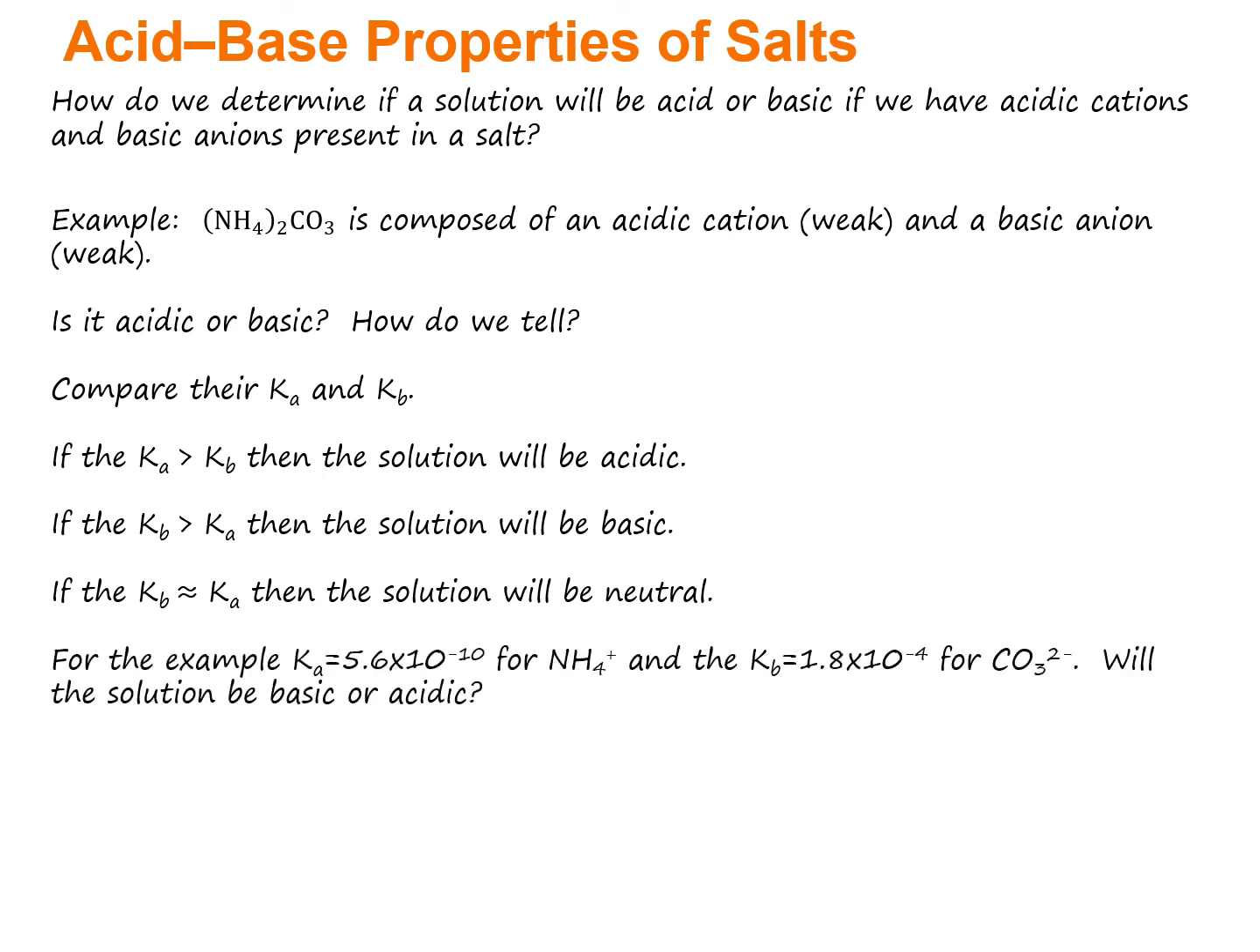So if we look at our example here, we have a Ka of 5.6 times 10 to the minus 10 for ammonium, and we have a Kb for carbonate that is 1.8 times 10 to the minus 4. And so what do we think this is going to yield? Which one is bigger there? Well, if we look at it, the Kb should be greater, and so we expect a basic solution.